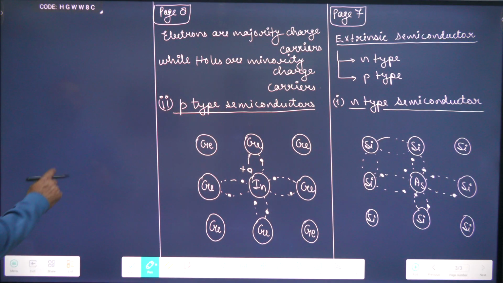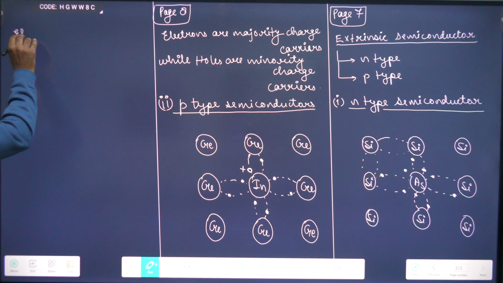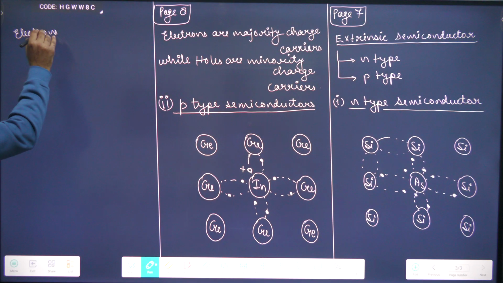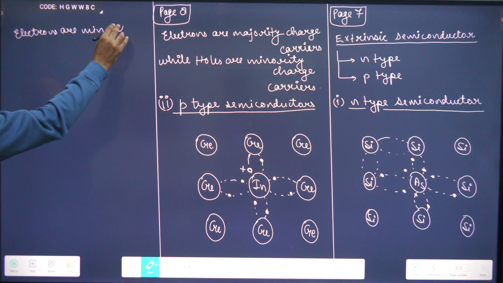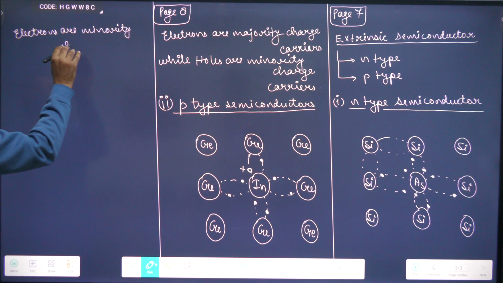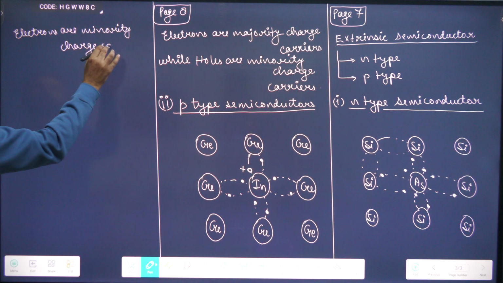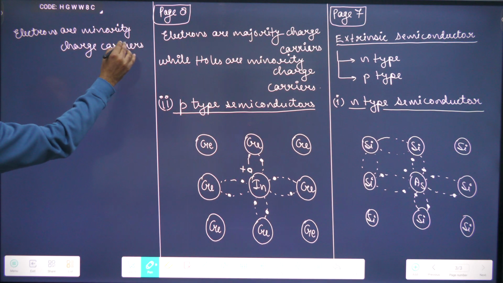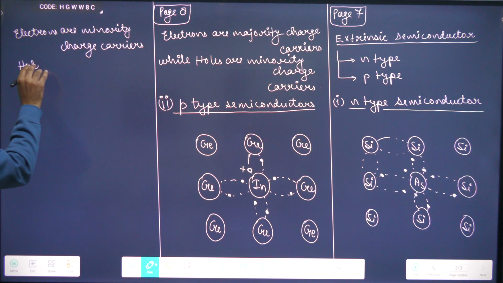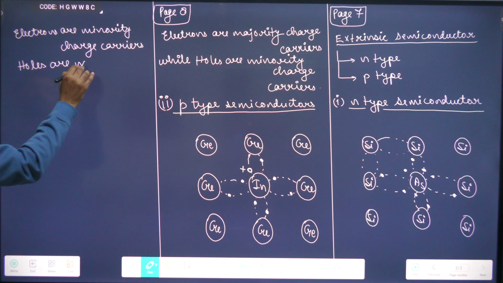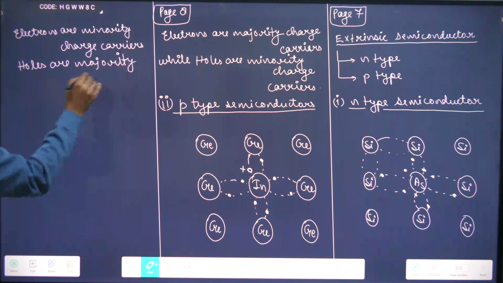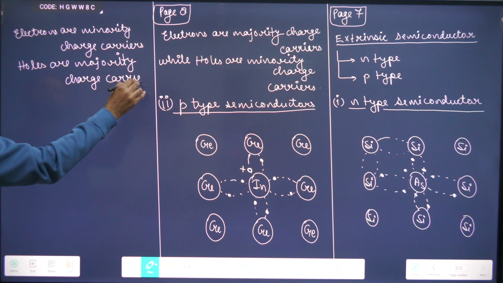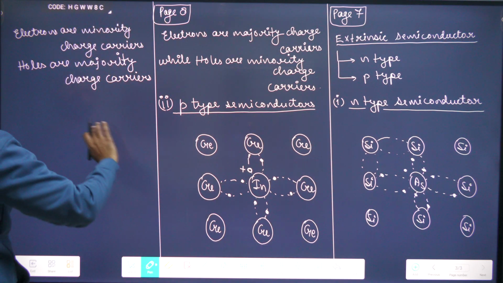So here electrons are minority charge carriers, and holes are majority charge carriers. Is that clear?